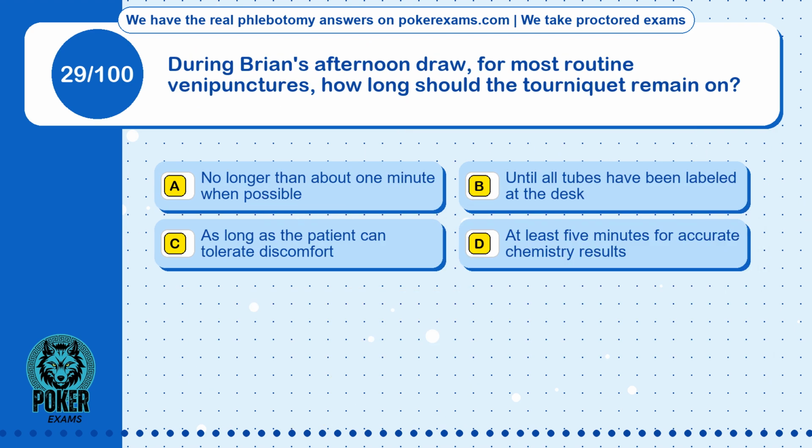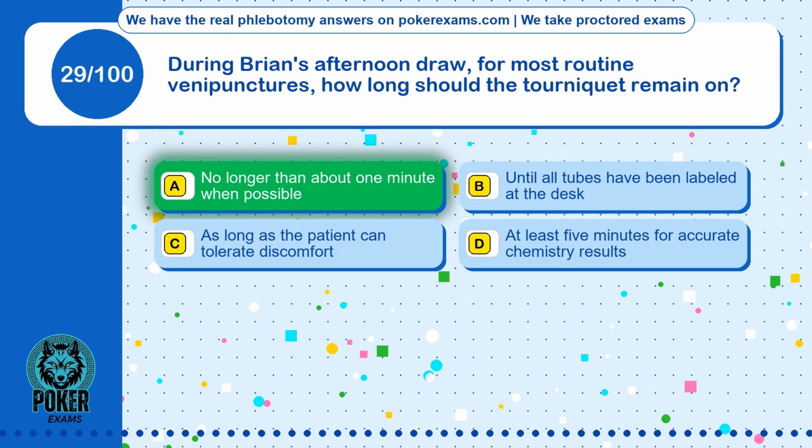Question 29. During Brian's afternoon draw, for most routine venipunctures, how long should the tourniquet remain on? Option A. No longer than about 1 minute when possible. Option B. Until all tubes have been labeled at the desk. Option C. As long as the patient can tolerate discomfort. Option D. At least 5 minutes for accurate chemistry results. The correct answer is option A.